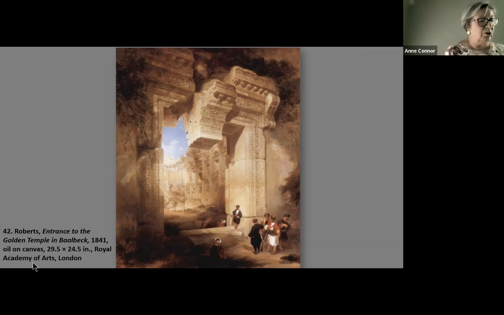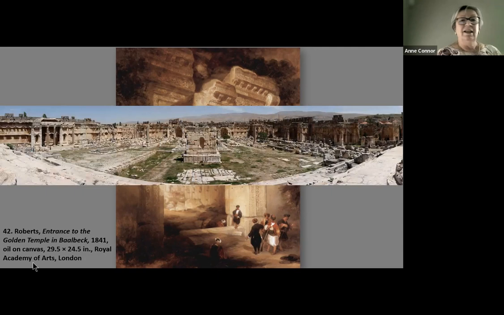This is the great court of the ancient Heliopolis temple. So this is the entrance, and here are the ruins as you can see them. Fortunately, they have not suffered too much from the bombardments and explosions that took place during the war in Lebanon.